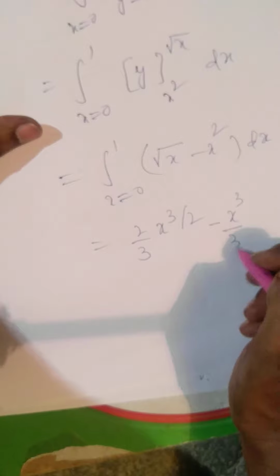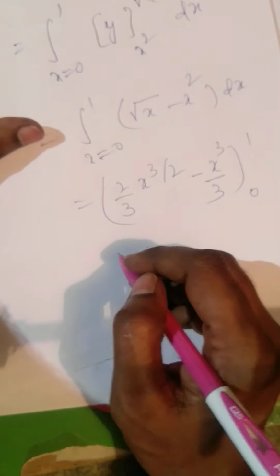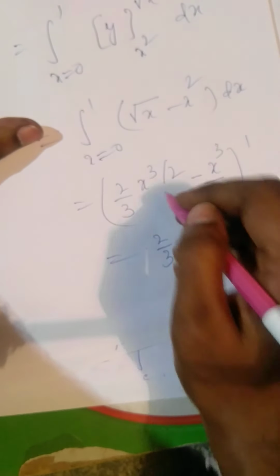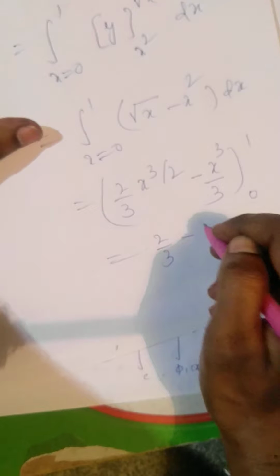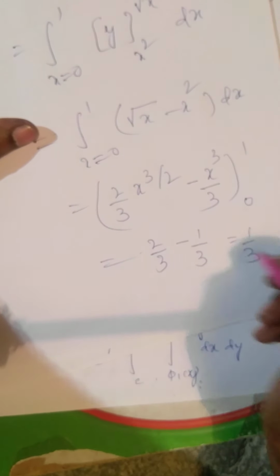X power 3 by 3. What are the limits here? 0 to 1. Upper limit minus lower limit. The lower limit is anyhow 0, no need to substitute. The upper limit is what? 2 by 3 into 1 is 2 by 3, minus 1 by 3. 2 by 3 minus 1 by 3 is what? 1 by 3 square units. This is the required area.